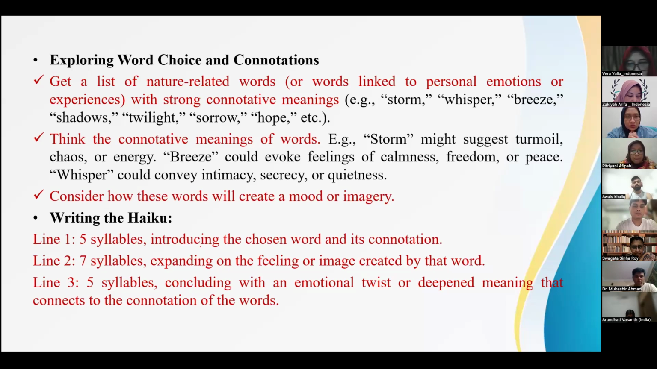And the third step, consider how these words will create a mood or imagery, how we can connect them and make them into a haiku poem. So line 1, 5 syllables introducing the chosen word and its connotation. And line 2, 7 syllables expanding on the feeling or image created by that word. Now this step is quite important. And line 3, 5 syllables concluding with an emotional twist or deepened meaning that connects to the connotation of the words. And I invited my students to do this activity in 20 minutes.